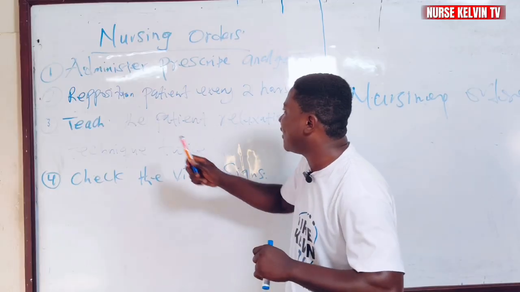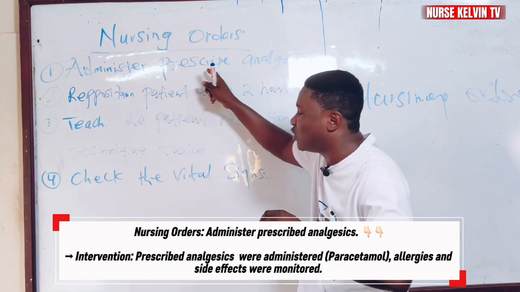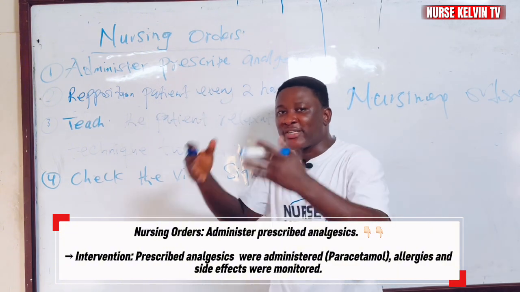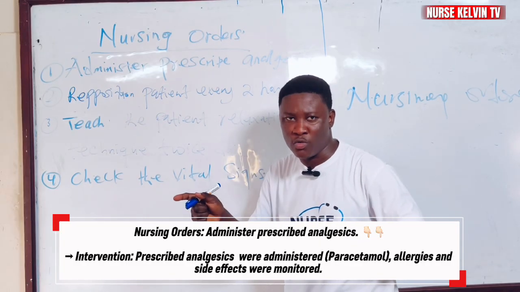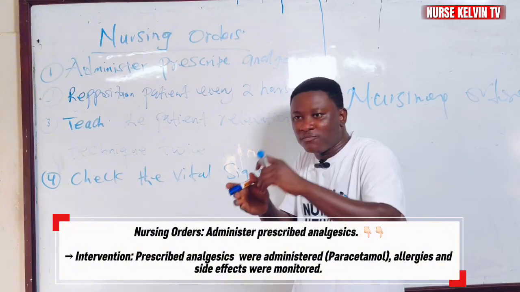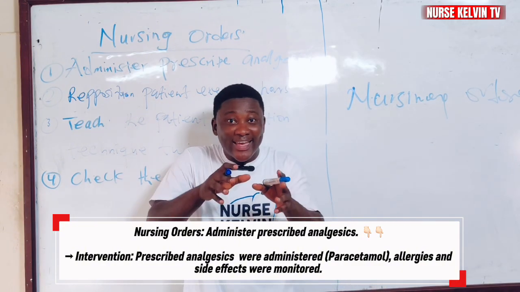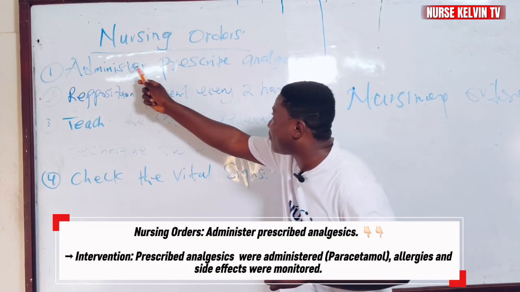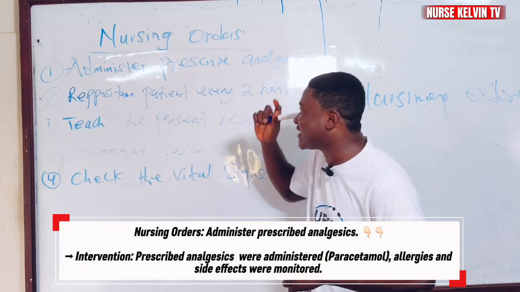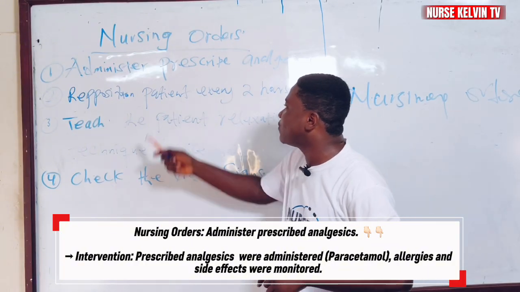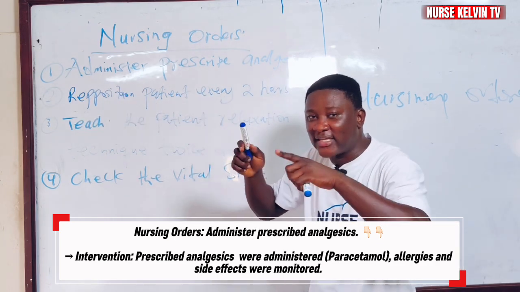Administer prescribed analgesics. When we are writing the nursing intervention, it will be like this: prescribed analgesics were administered (paracetamol), and side effects and allergies were monitored. When you are changing it, you say prescribed analgesics were administered, paracetamol in brackets.